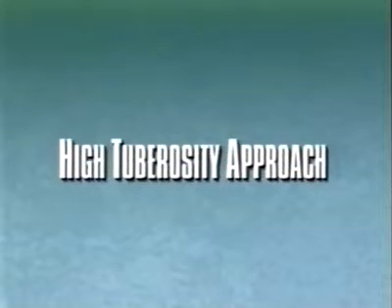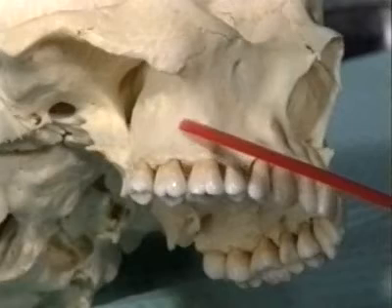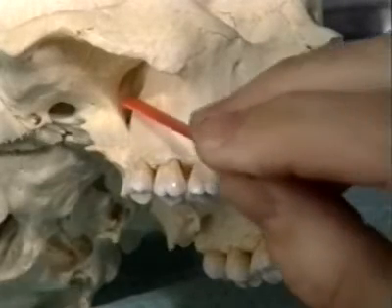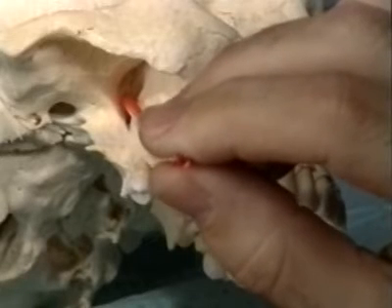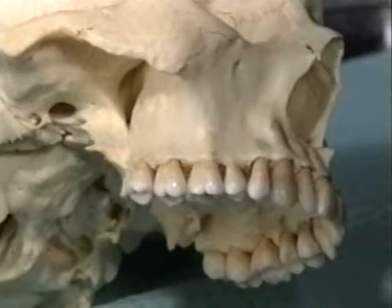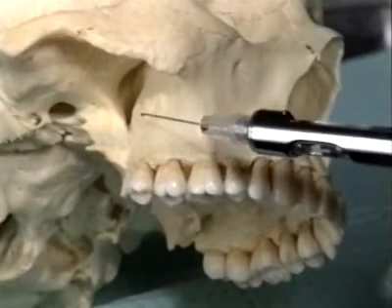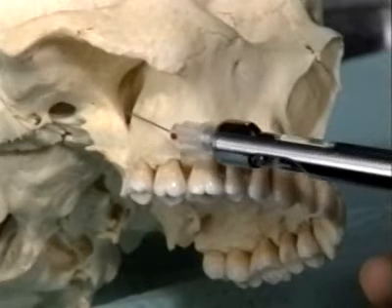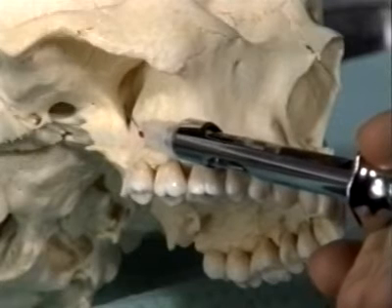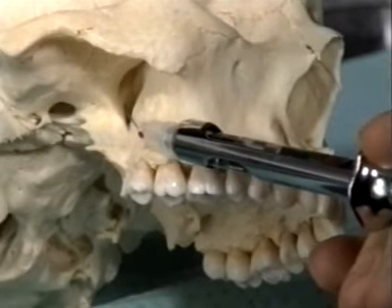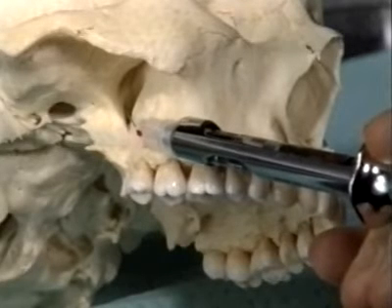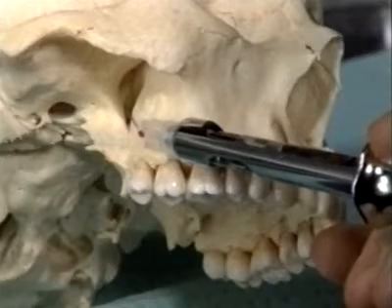The high tuberosity approach is almost identical to the posterior superior alveolar nerve block, except that the needle is inserted much deeper and slightly more medially to enter the pterygopalatine fossa via the pterygomaxillary fissure. Insertion is at the height of the mucobuccal fold, just behind the zygomatic process, in an upward, inward, and backward direction. With proper orientation, the needle tip will come to rest at or within the pterygopalatine fossa, slightly lateral to and about 1 centimeter below the maxillary nerve.